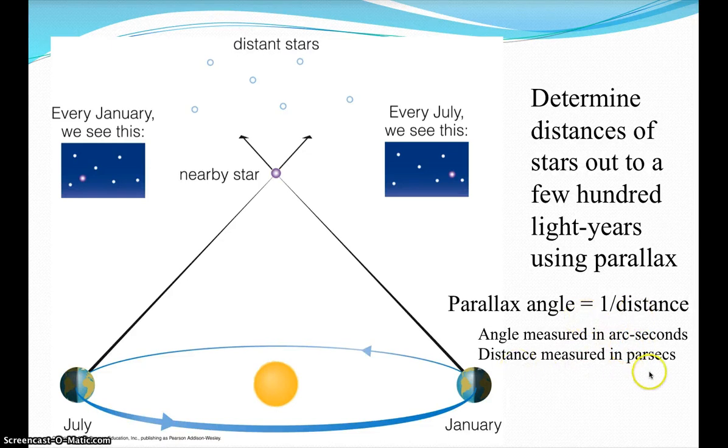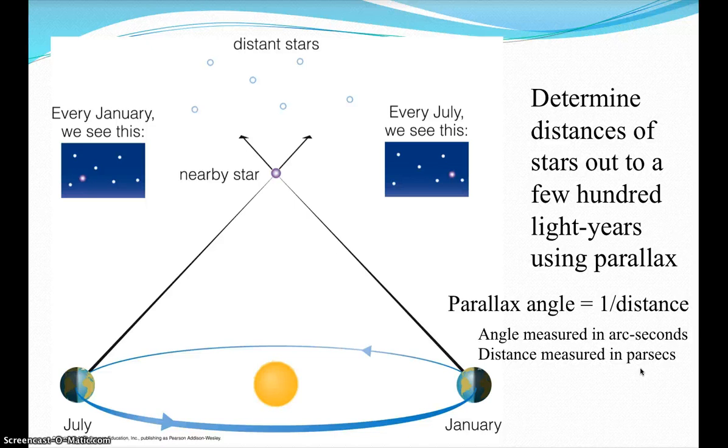The distance is measured in a unit that we're not familiar with, which is called a parsec. A parsec is equal to 3.2 light years. So you notice that we're looking at things that are pretty far away. We're measuring in light years.